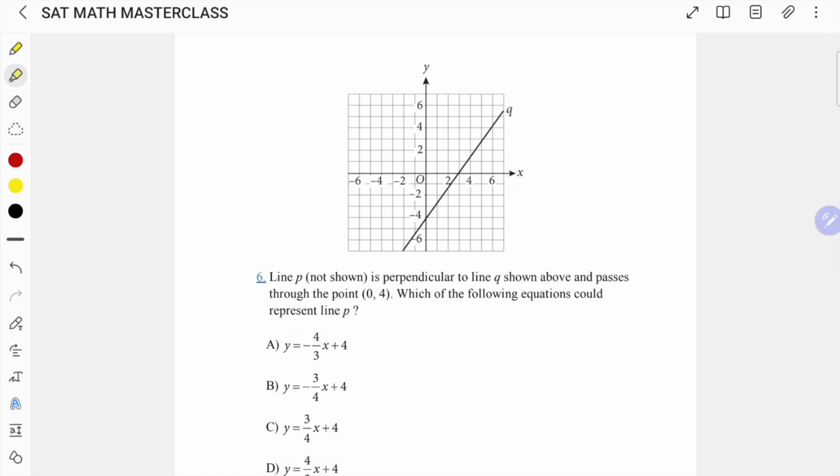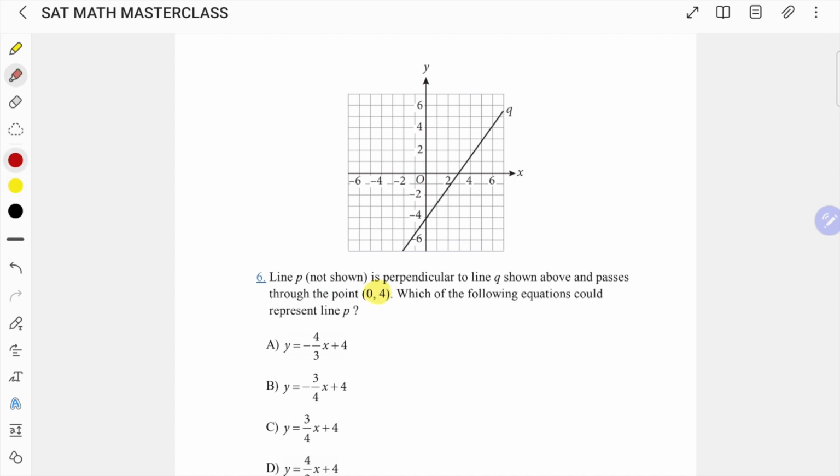Alright, moving on to the next question, we have the 6th question, which asks, line P, which is not shown, is perpendicular to the line Q shown above and passes through the point 0, 4. Which of the following equations could represent the line P? Alright, so we are given 0, 4.